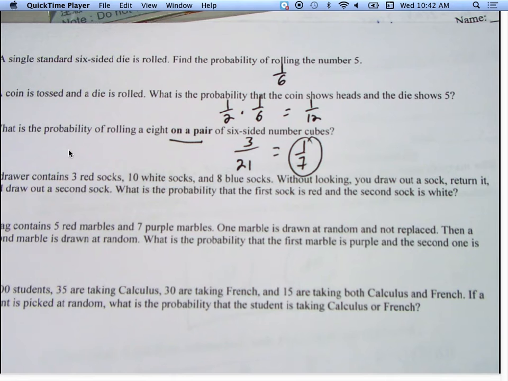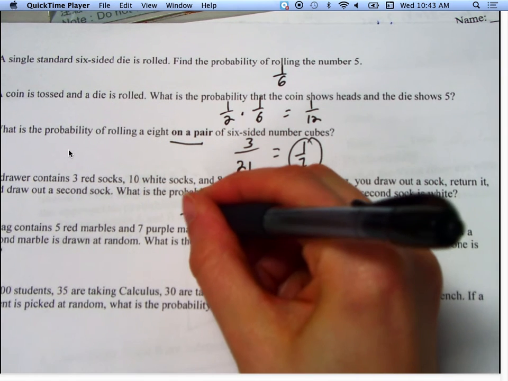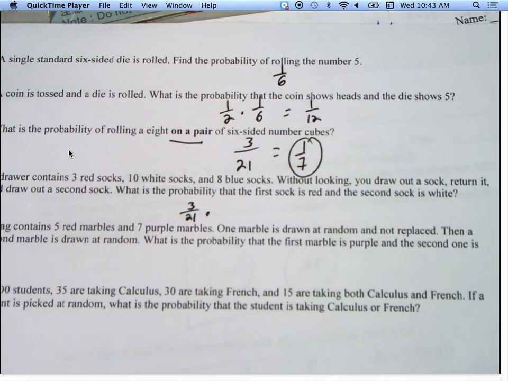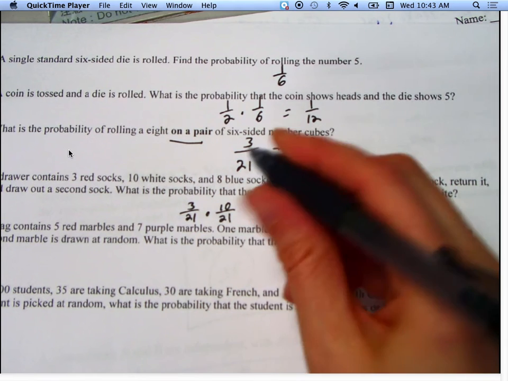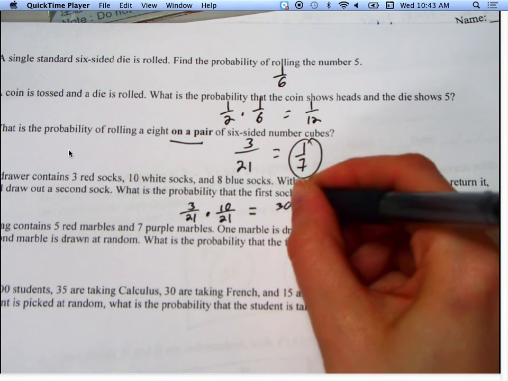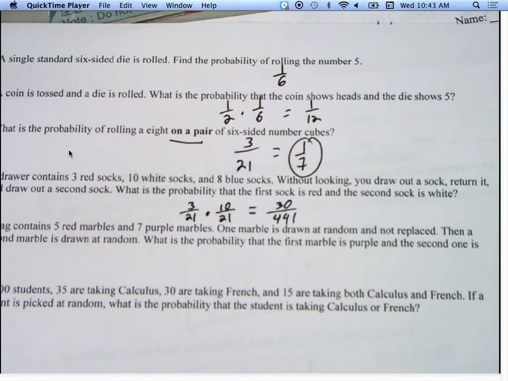A drawer contains 3 red socks, 10 white socks, and 8 blue socks. Without looking, you draw out a sock, return it, and then draw out a second sock. What is the probability that the first sock is red and the second sock is white? How many socks are there total? 21. Okay, how many of them are red? 3. So we've got 3 out of 21 times, how many of them are white? 10. So it's 10 out of 21 because I returned the sock, right? So I just multiply and I get 30 out of 441. We just multiply the tops, multiply the bottoms.